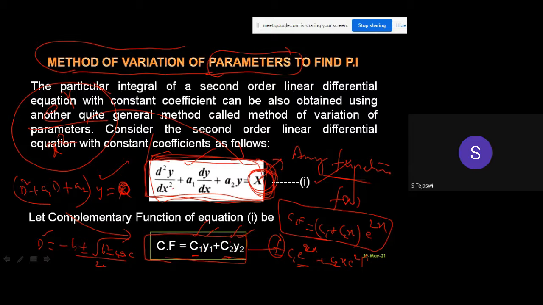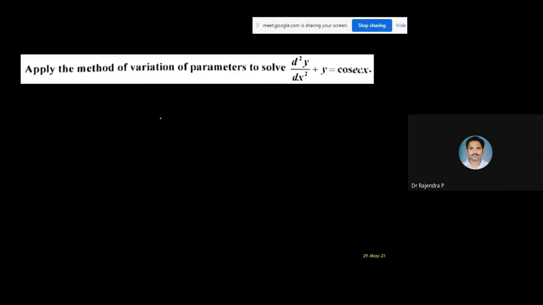Yes, sir. Thank you. So what we'll do, we'll take the problems one by one and do it quickly. So this is our differential equation. The given differential equation is (D square plus 1) y is equal to cosecant x, in differential operator form, right?